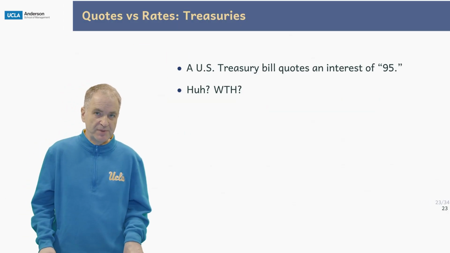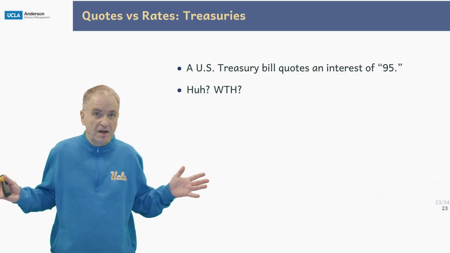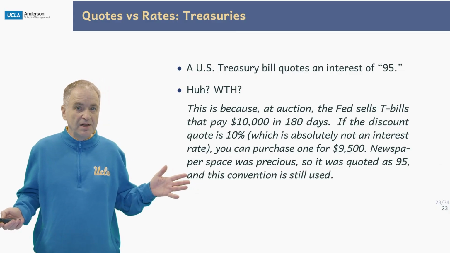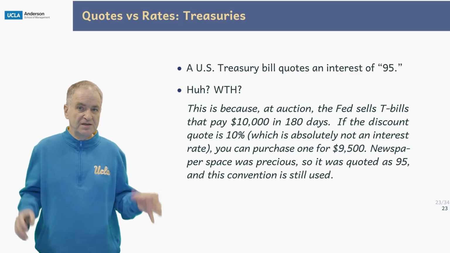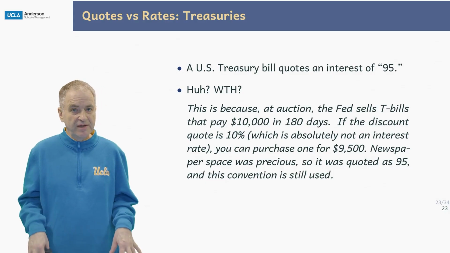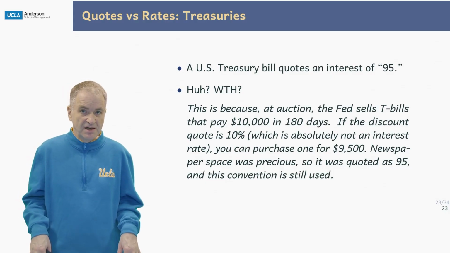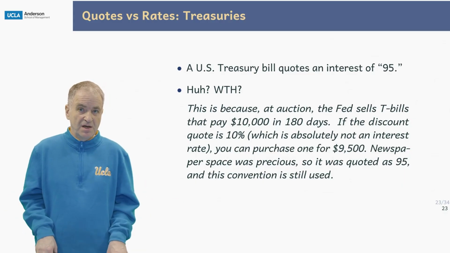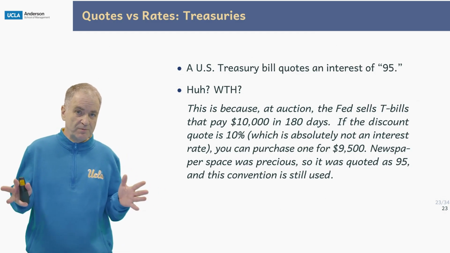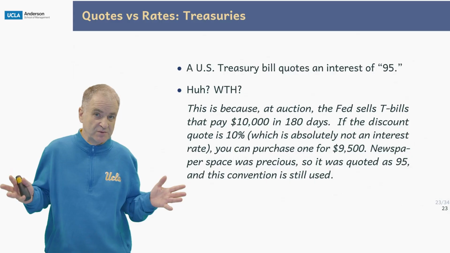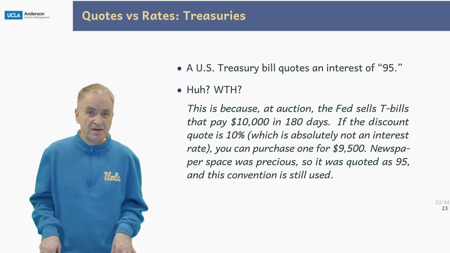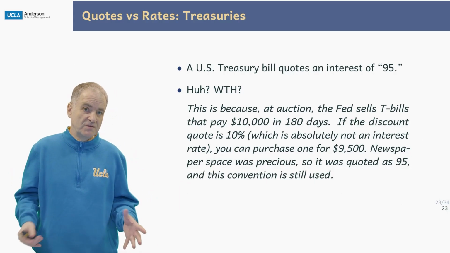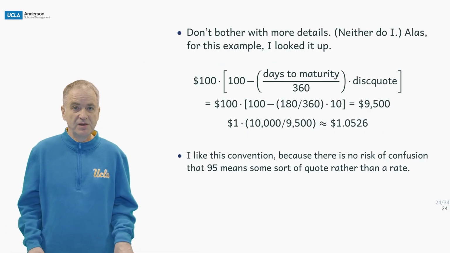Now, here's another quote. A US Treasury bill quotes an interest of 95. Huh? What the heck? Well, this is because at auction the Fed sells Treasury bills that pay $10,000 in, say, 180 days. If the discount quote is 10%, which is absolutely not an interest rate, you can purchase one for $9,500. Many decades ago, this was all published in newspapers, and newspaper space was precious. So to save space, this was quoted as 95, and this convention stuck. So it's still being used today.